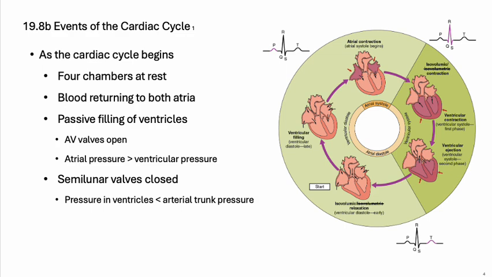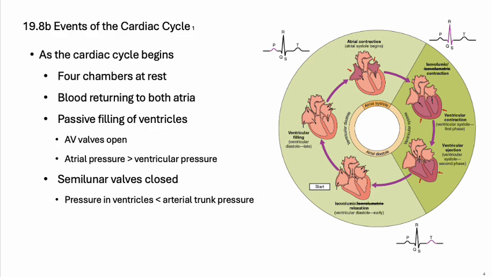So this image here, this is a summary of all of the different phases, all the different parts of our cardiac cycle that we're going to look at. And it begins when we're at rest. So our heart is at rest. Our chambers are filling with blood. Certain valves are open, certain valves are closed, and we'll go from there, right?